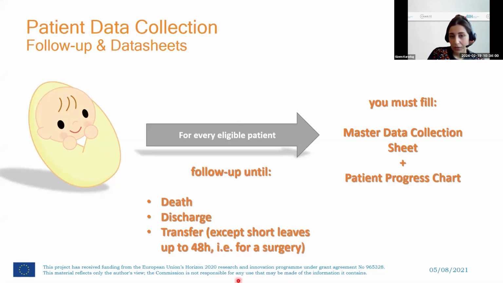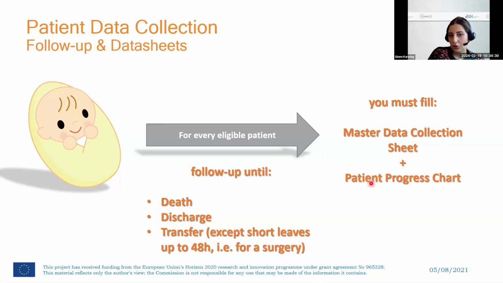So after you enroll the patient and admit them to your department, you must basically fill these two data sheets. The master data collection sheet consists of the baseline data, the basic data of the patient data collection, and the patient progress chart is a data sheet that you should use to follow up your patients.